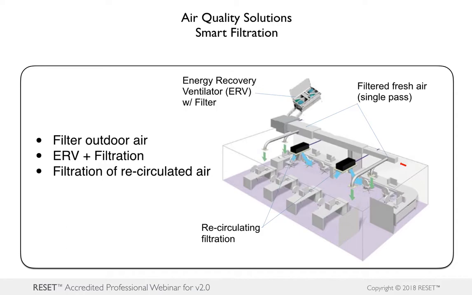Now, currently, when we bring fresh air in, it's typically filtered once at the air handling unit or the primary air handling unit, depending on how your building is designed and how your mechanical system is configured. So this is just a single pass filtration. And then that air is delivered throughout the building.